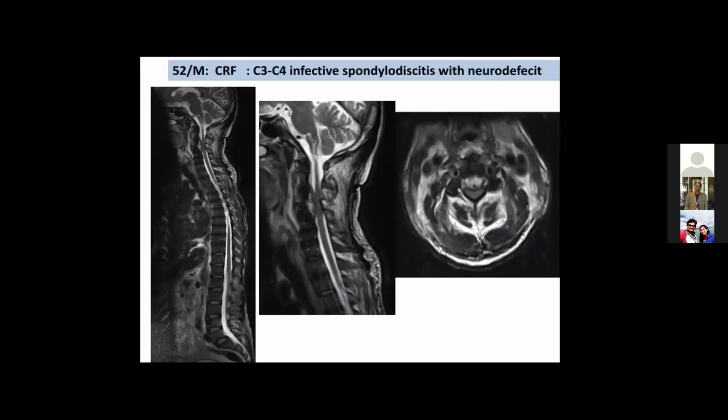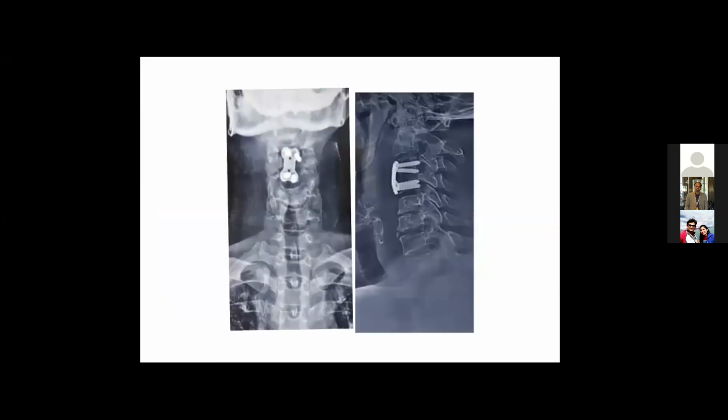So another case, 52-year-old male who is a chronic renal failure patient, so on alternate day dialysis, came with significant neck pain and neurological deficit. MRI showed C3, C4 infective spondylodiscitis with neurological deficit. So since he was a chronic renal failure patient, we suspected him to have a pyogenic infection. So we did an anterior cervical discectomy, drained the abscess, and fixed it.